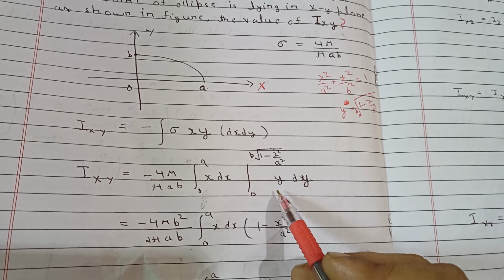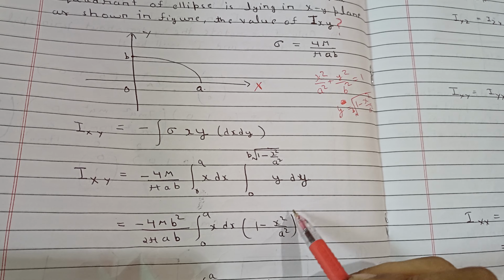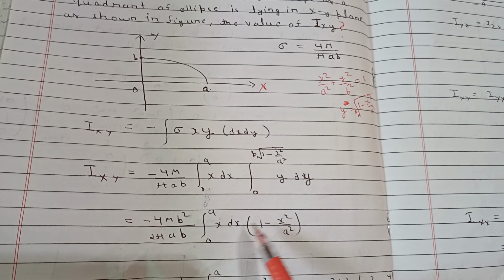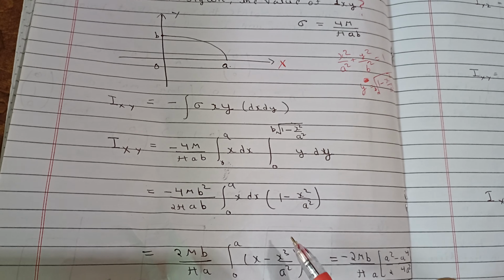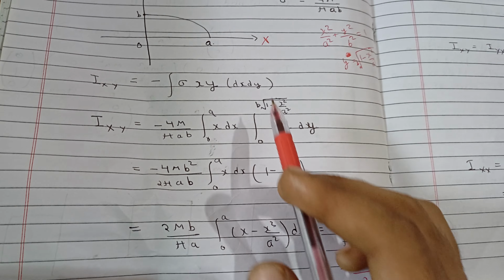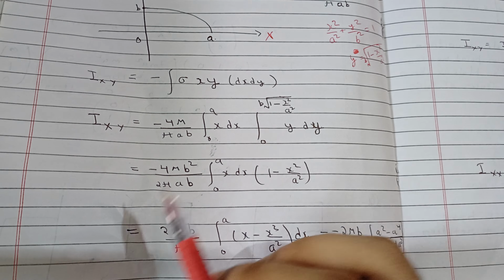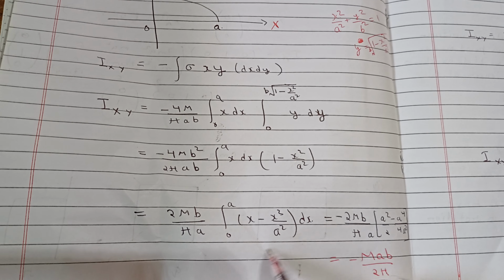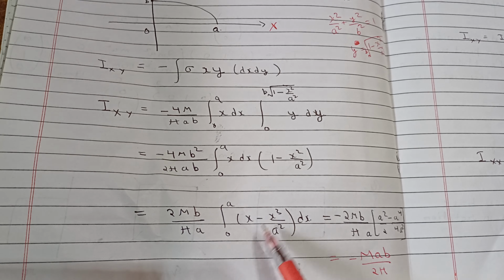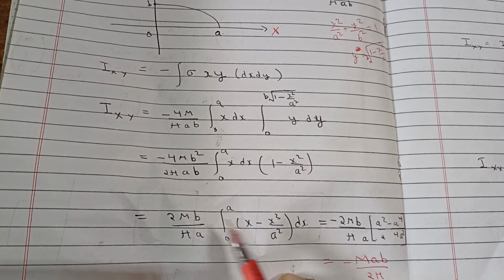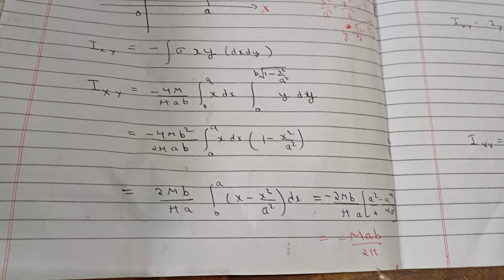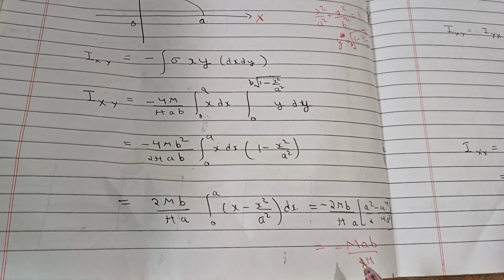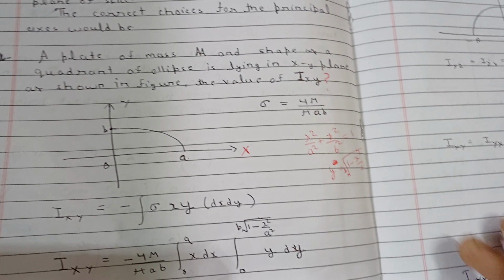Now to solve the y limit first, it will be y squared by 2, which gives you 1 minus x squared by a squared. Now multiply with x and integrate this with respect to x. You know how to solve these integrations; I already told you in vector analysis when we discussed mathematical physics. So this is a simple integration, x squared by 2, x to the fourth by 4. Put the limits a and 0, and the answer will be minus MAB divided by 2 pi. So this will be your component Ixy.